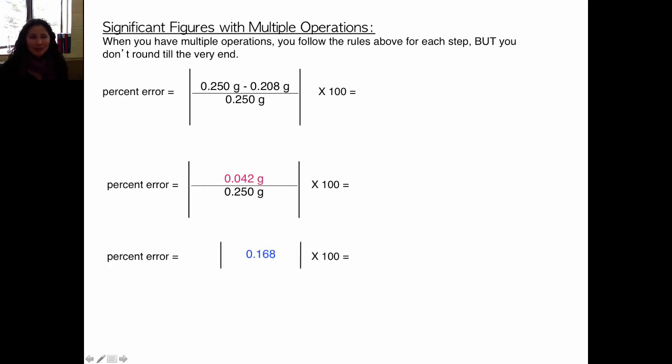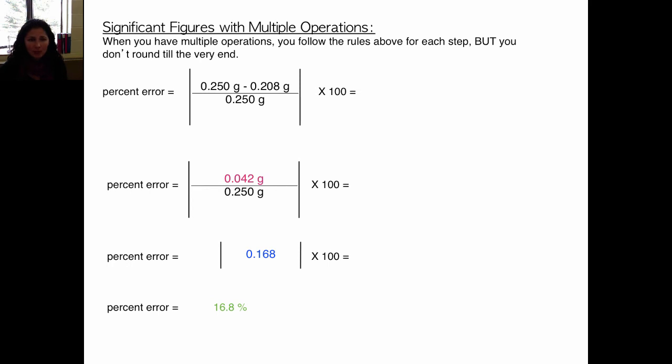In the second step, I would divide 0.042 by 0.250, and this is my calculator answer. And then if I multiply that by 100, I would get this as my calculator answer. I wrote out all of these steps so that I could show you how you would tackle something like this.